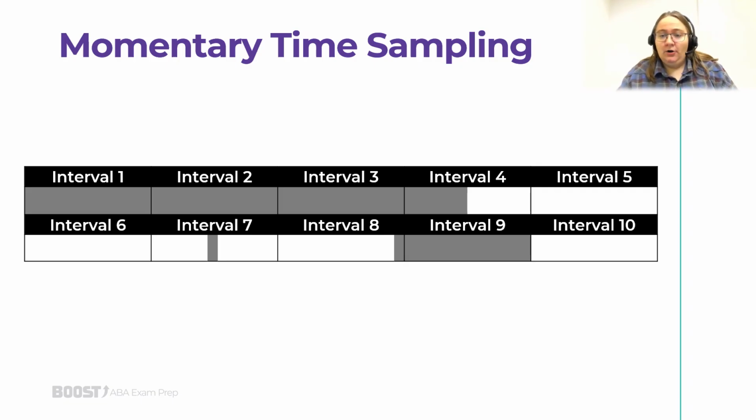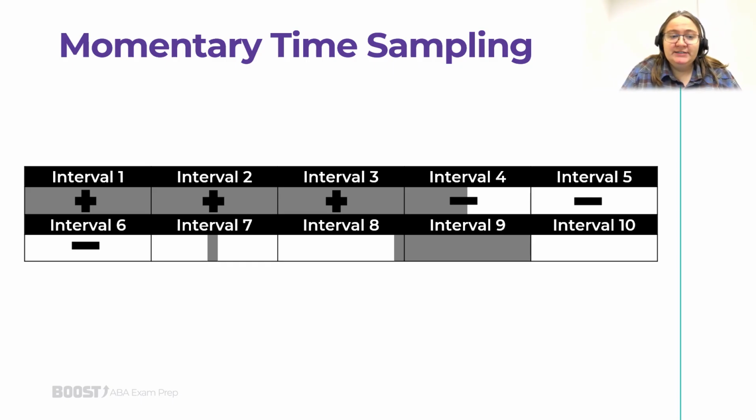So here's our table here. Interval 1, it's occurring at the very end of the interval, so we'll mark it as yes. Same thing with interval 2 and 3. For interval 4, though, yeah, it's occurring for the first 5 seconds, but it is not at the last 5 seconds, right? So at that very last second, it's not occurring. So we would actually mark this as a no if we're scoring this on momentary time sampling procedures.